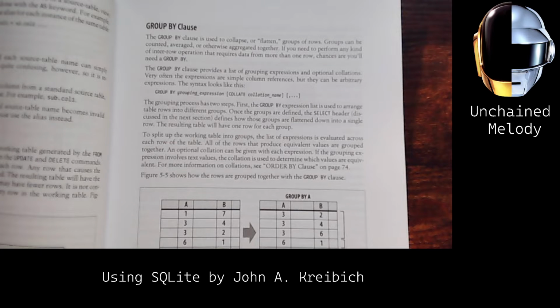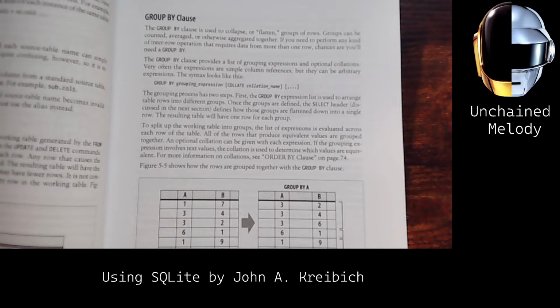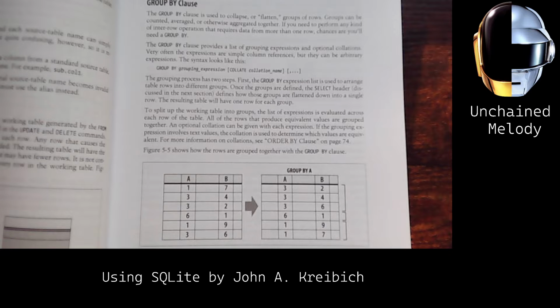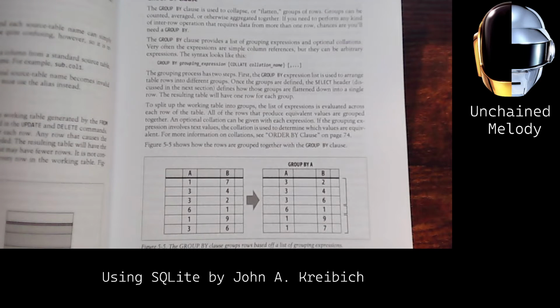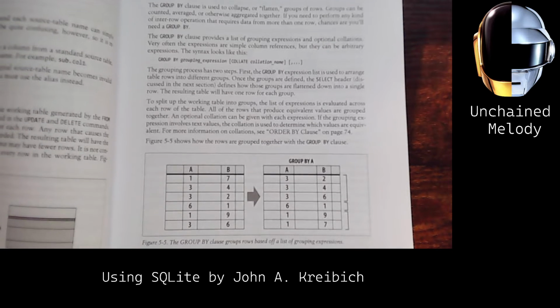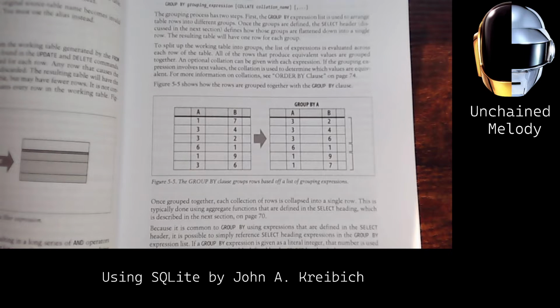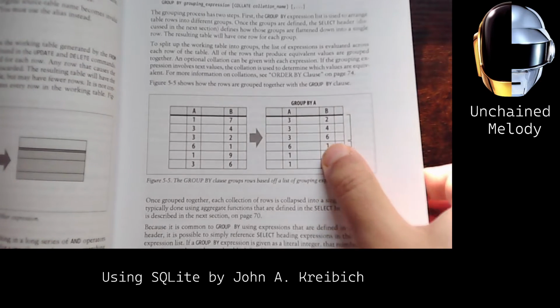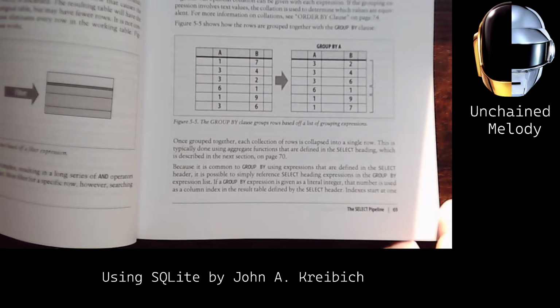An optional collation can be given with each expression. If the grouping expression involves text values, the collation is used to determine which values are equivalent. For more information on collations, see order by clause on page 74. Figure 5.5 shows how the rows are grouped together with a group by clause. The group by clause groups rows based on a list of grouping expressions. Once grouped together, each collection of rows is collapsed into a single row.